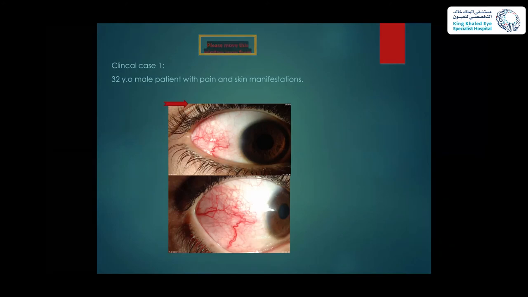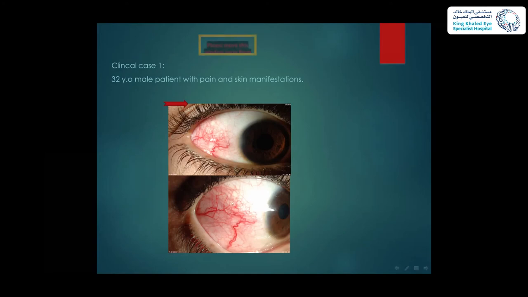So this is a 32-year-old male patient with pain and skin manifestations. We have two slit-lamp photos, external photos, showing sectoral injection involving the temporal side. I need a slit to check the elevation. I'm not sure if there's a nodular elevation at the center. It's not very clear for me. Okay, let's assume that there are no nodules. This is a sectorial redness involving the blood vessels.